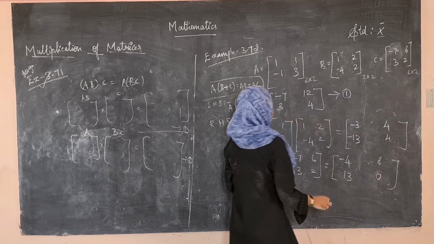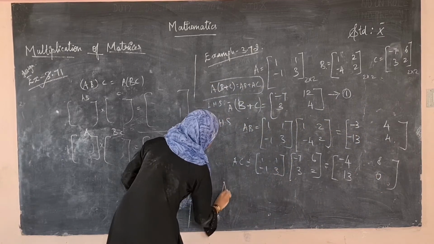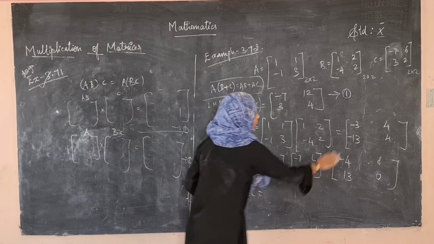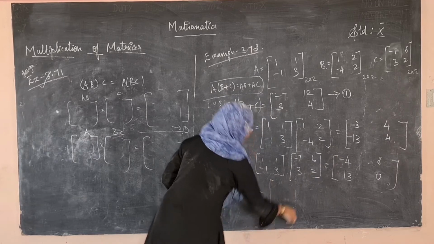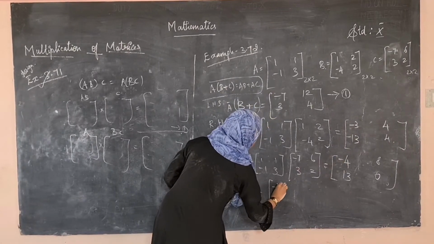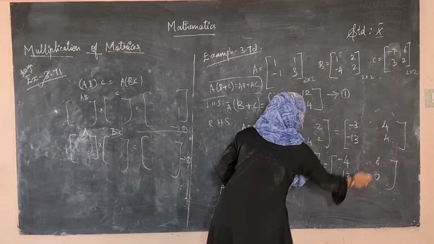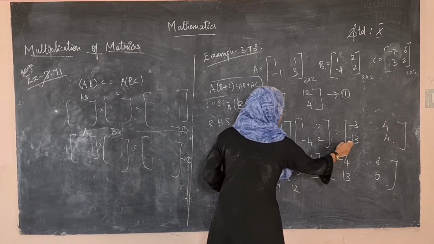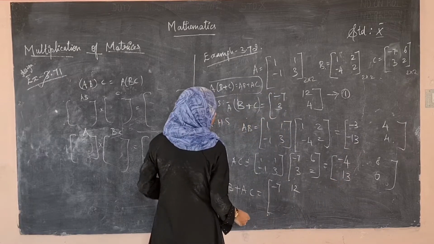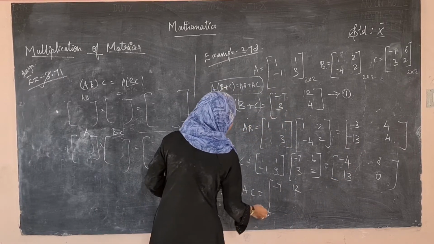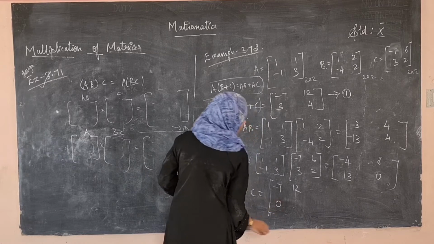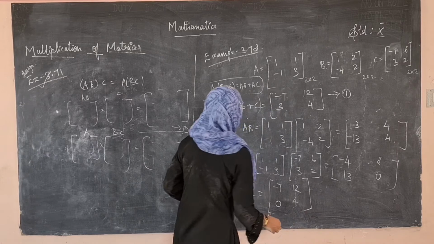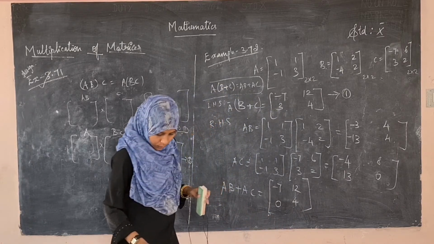Okay, now what we have to do? We have to find AB plus AC. So you have to add this. While adding, minus 3 minus 4 is minus 7. 4 plus 8 is, what is 4 plus 8? It is 12. And again, minus 13 plus 13 is 0, right? And 4 plus 0 is 4.